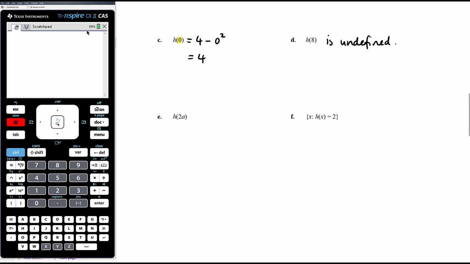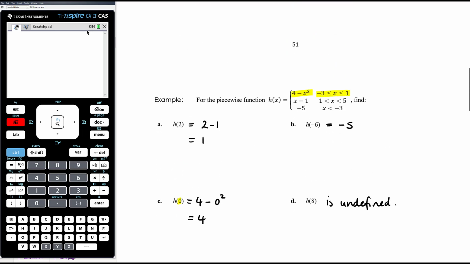Okay, h of 2a. Now we don't know what a is, and so therefore we can't work out which specific branch it goes into. And so therefore, in this instance, h of 2a, we do have to put it in everywhere. Here and here, but also here and here. It's going to adjust what's happening with our domains.